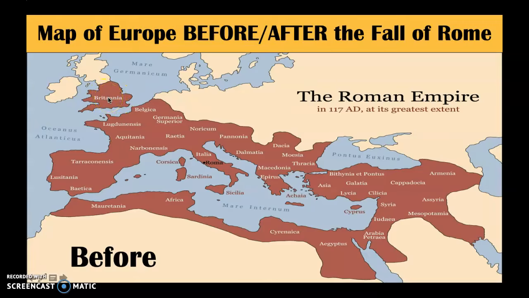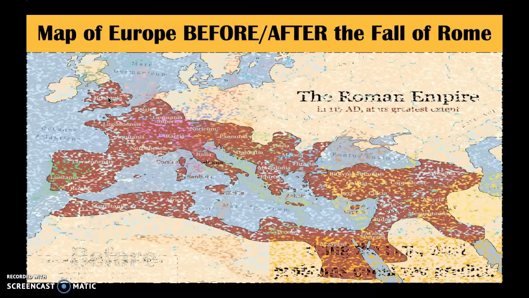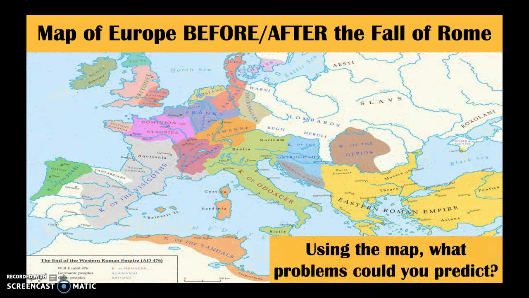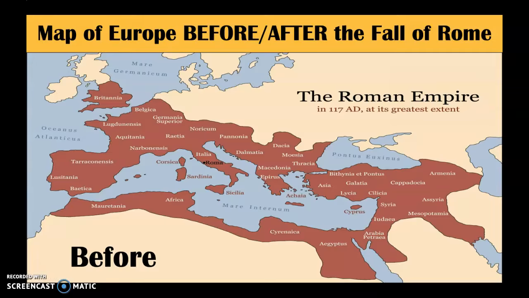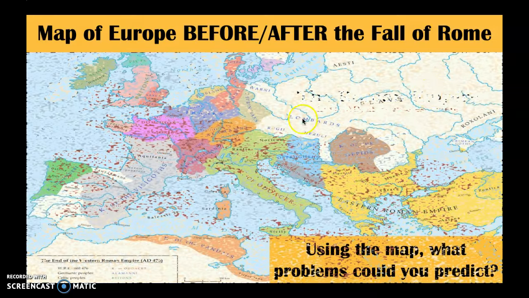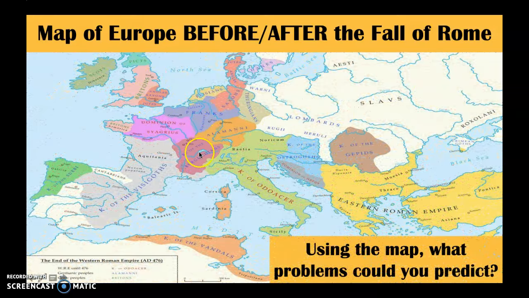However, here's the problem. Once Rome fell apart, it turns into this. Now you can see, this is a major problem. You go from one single unified empire to all these tiny little groups of people who want to fight for control of their specific pieces of land. Now, after all of this goes down, within 100 years, things start looking pretty good.